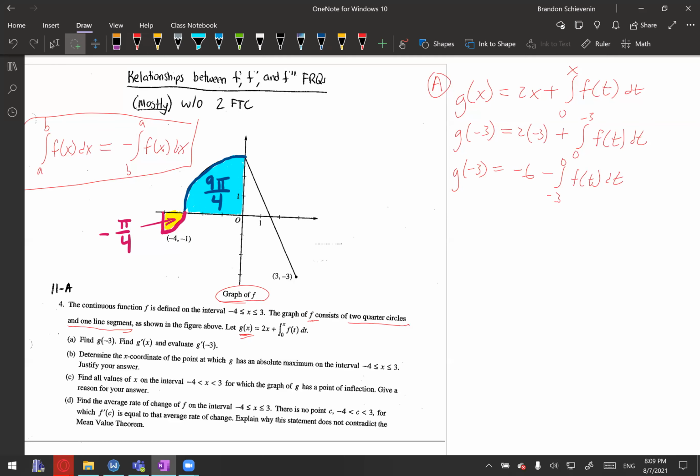Who's next? Got Nani next, but she wasn't here for the first part, so I'm going to skip to Sai. Sai, let's finish this off. So g at -3 should be equal to what?